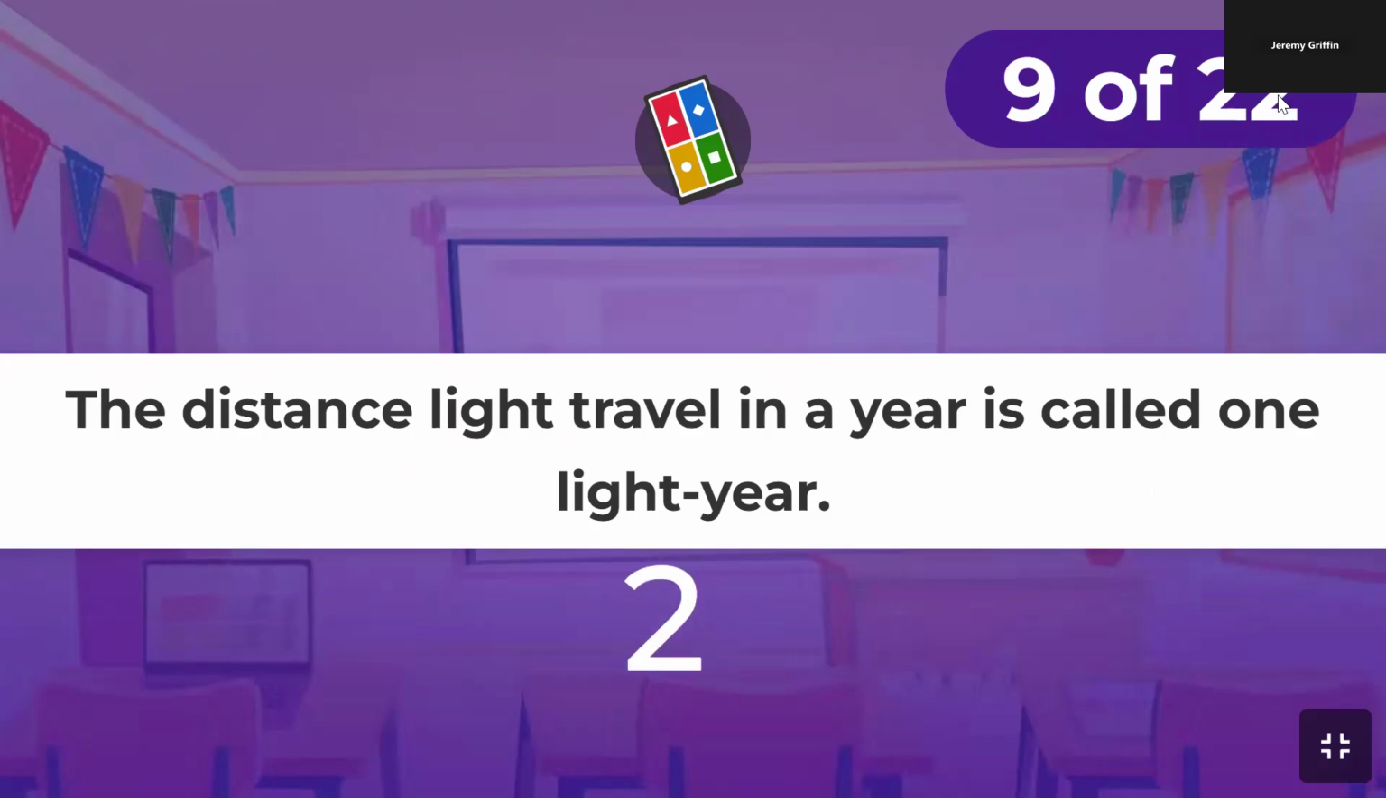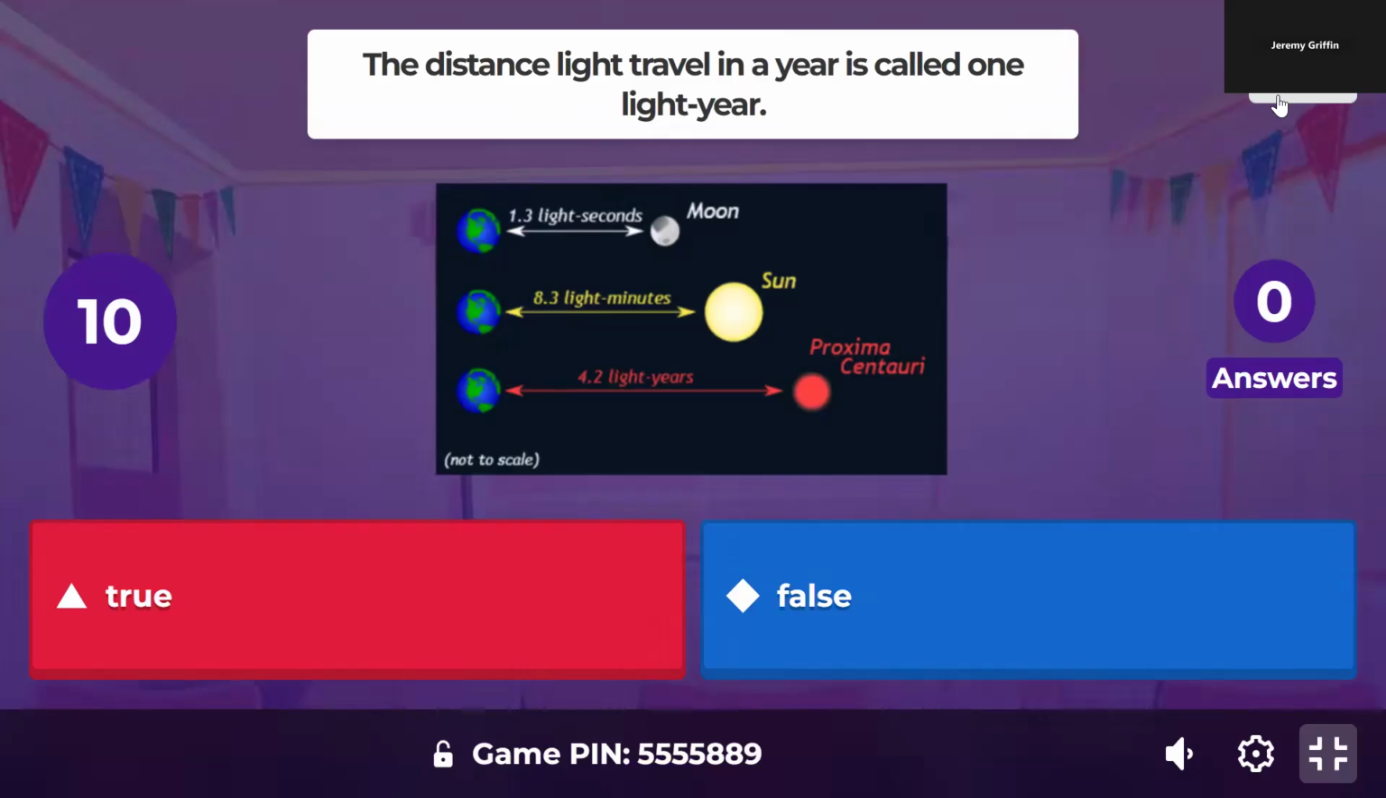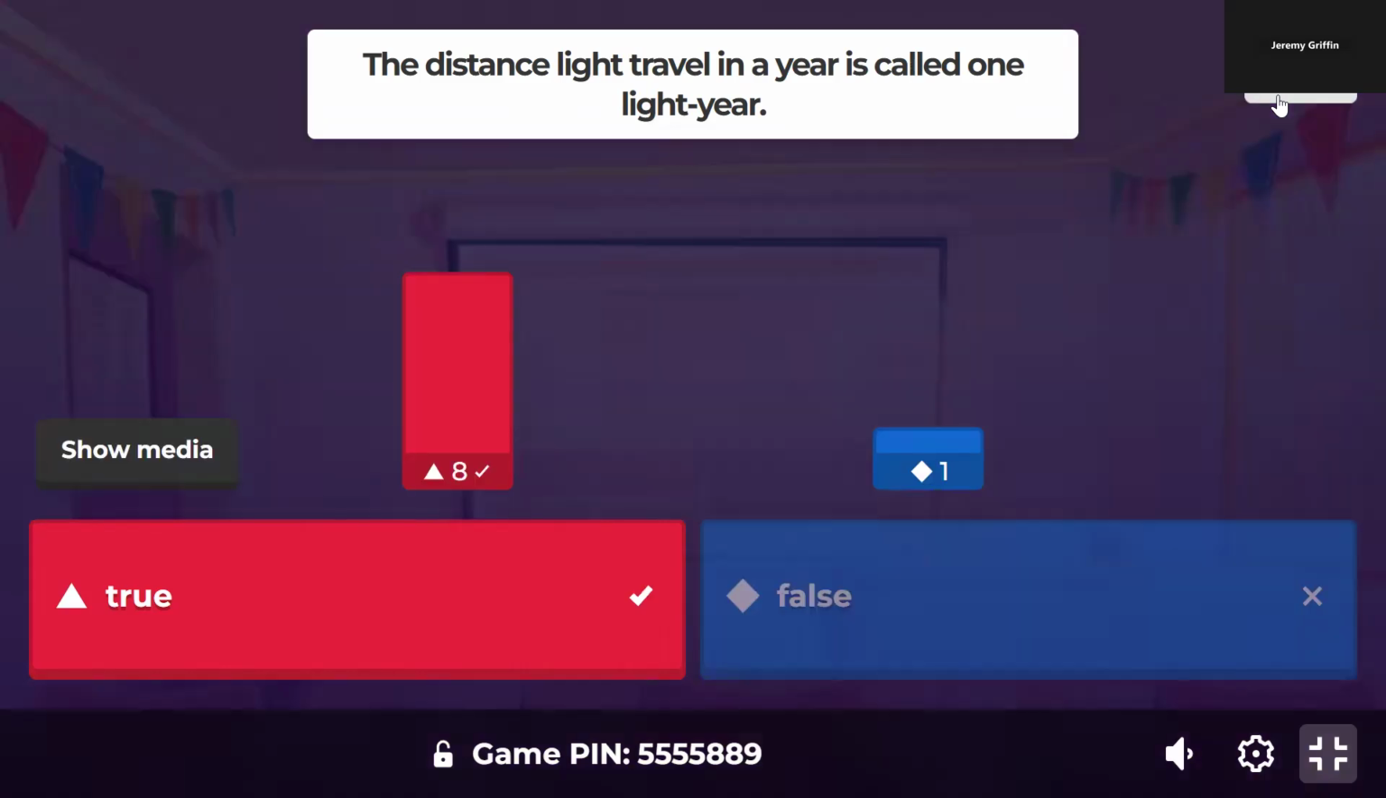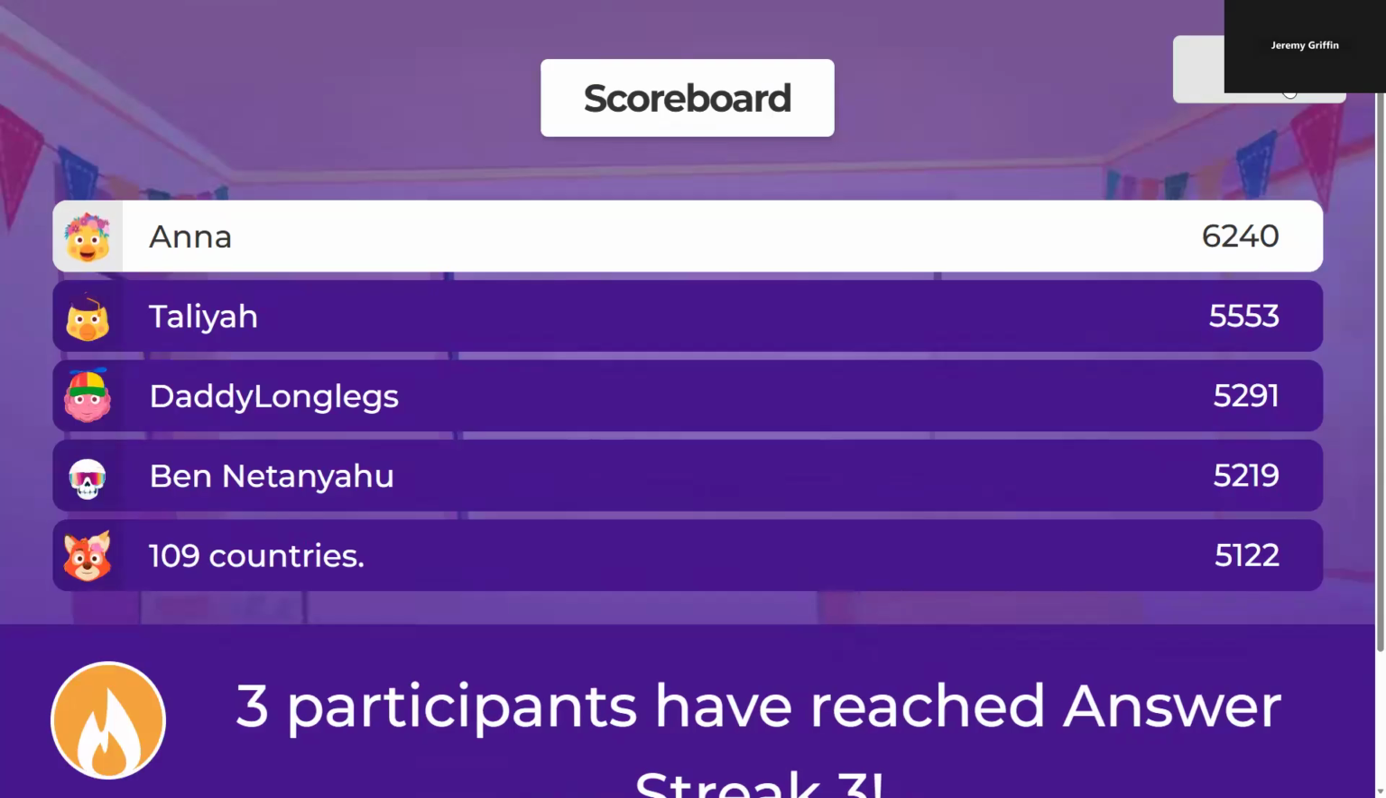Distance light travels in a year is called 1 light year. True.